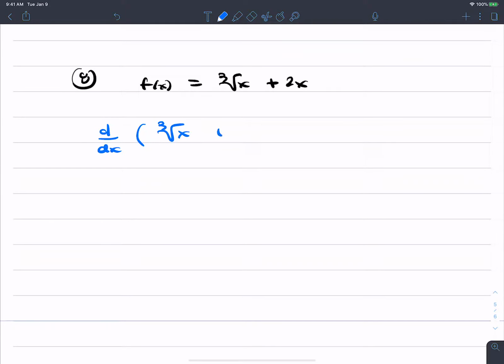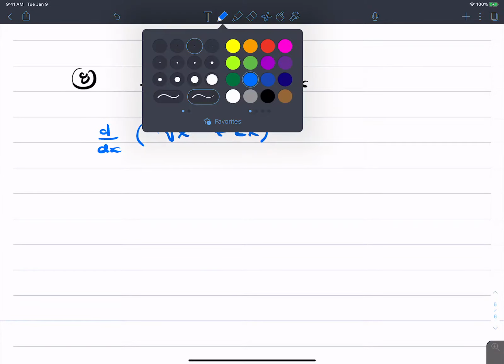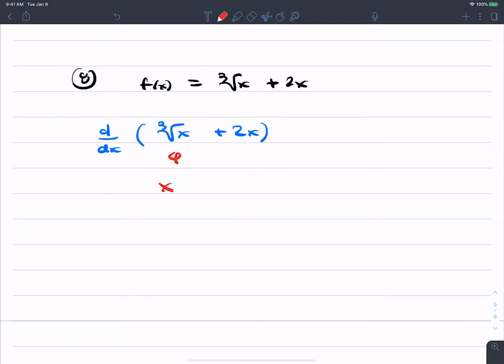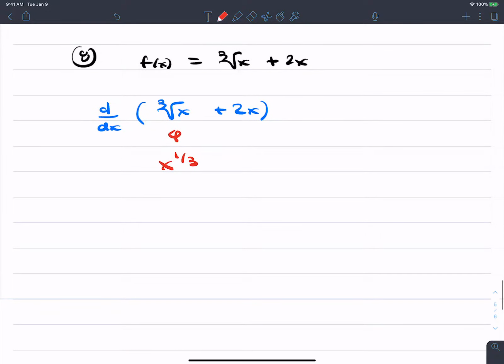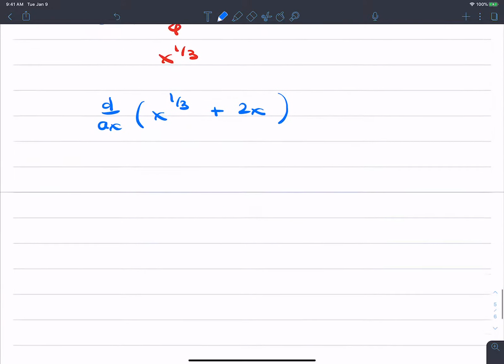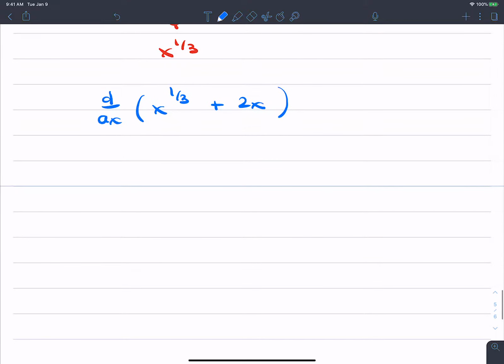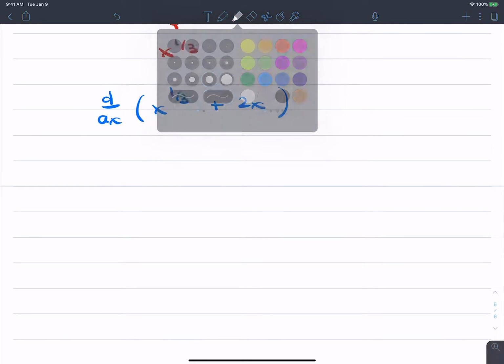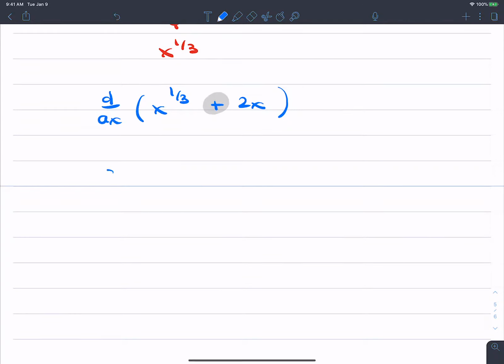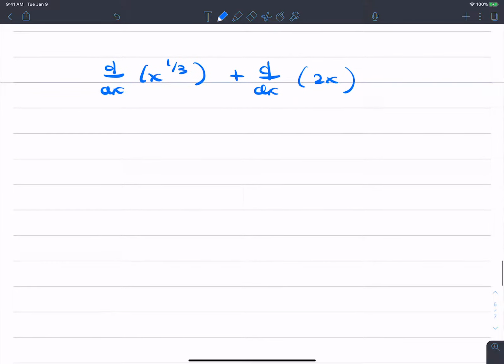Cube root of x plus 2x. Now the cube root of x is x to the 1/3. Right? And now you say, oh, we had that sum rule. Derivative of a sum is the sum of the derivatives. It is d dx x to the 1/3 plus d dx 2x.